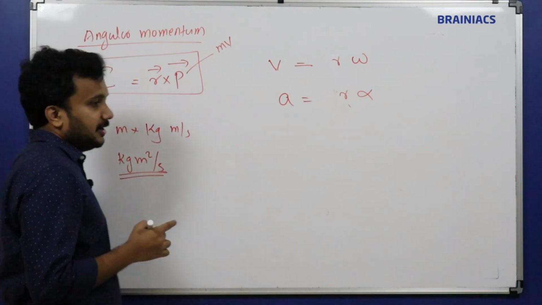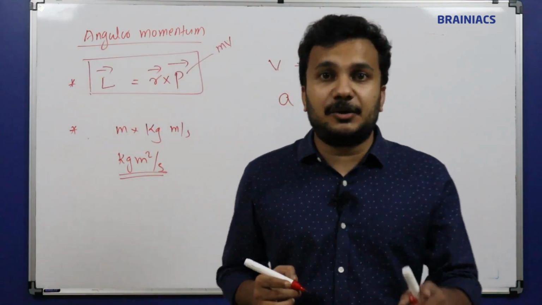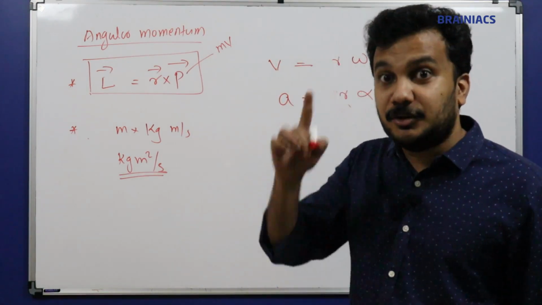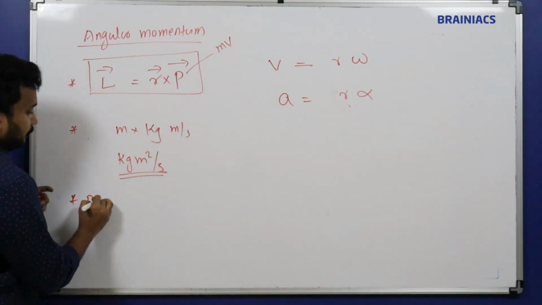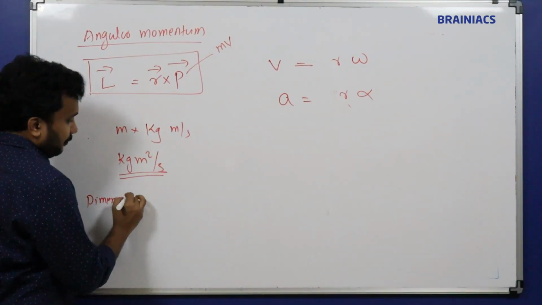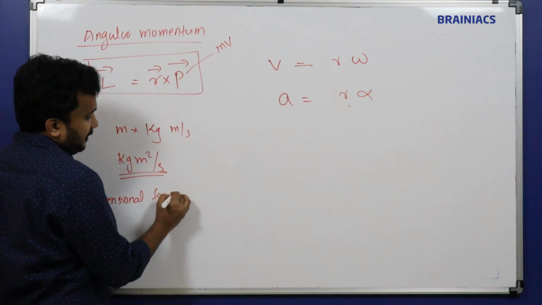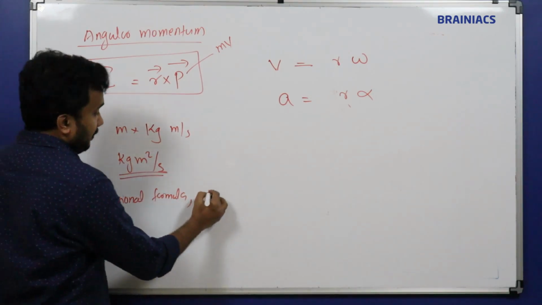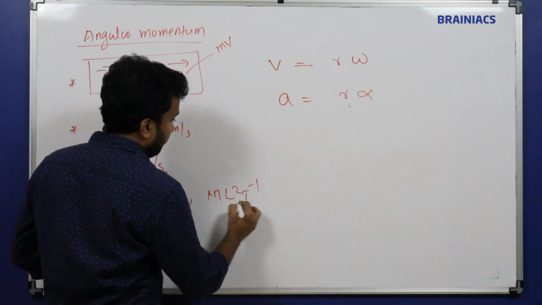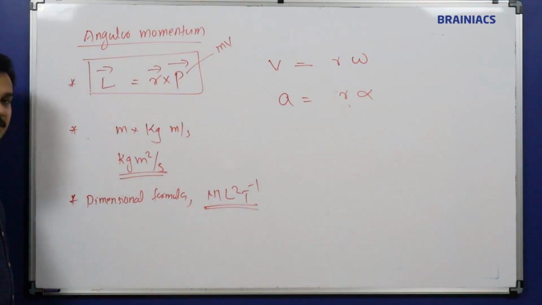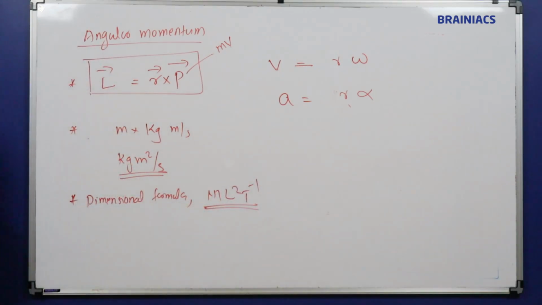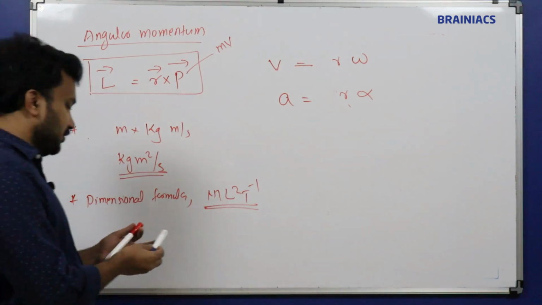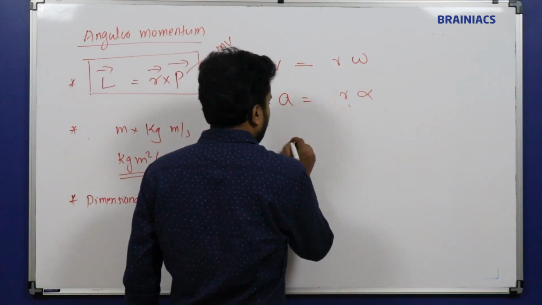Sometimes this question will be asked: the dimension formula of angular momentum, in which chapter? Units and dimensions, important. So what is the dimensional formula? M L square T power minus 1. That's all, four marks. Okay, M L square T power minus 1. But is the angular momentum over? No sir, angular momentum is not over.